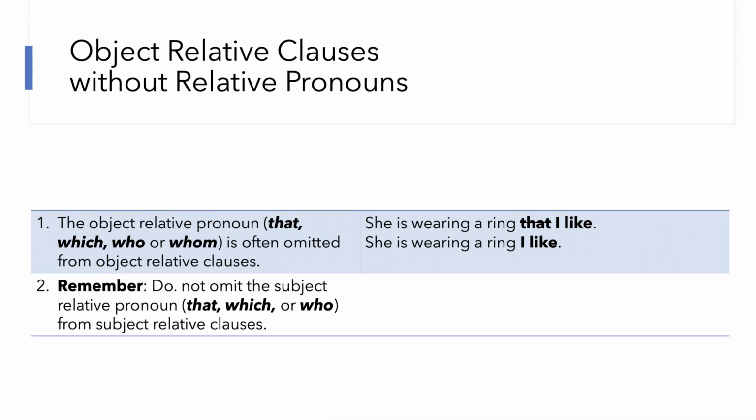Rule number 2. Don't forget, you can't omit the subject relative pronoun, whether it's that, which, or who. So we can say, I know a man who owns 10 cars, but we can't say, I know a man owns 10 cars. Actually, the sentence is correct, but it doesn't mean the same thing as I know a man who owns 10 cars. It means I know that somewhere in the world there's a man who owns 10 cars, but I don't know who that is.